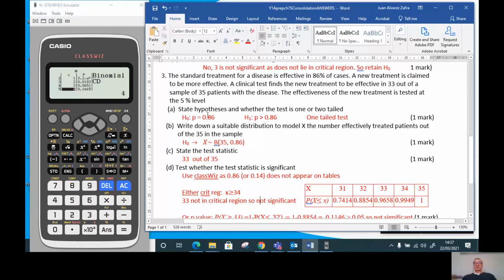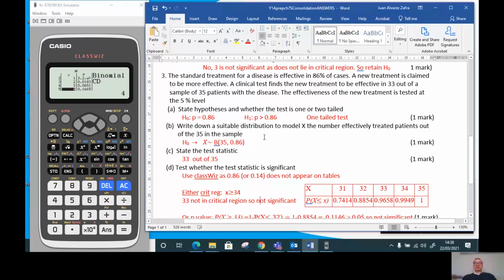Well, the null hypothesis is that the standard treatment has a probability of 0.86. We can't have the null hypothesis being that it's higher than that or lower than that. It has to be an actual figure. So that gives us a clue that P has to be equal to 0.86. The alternative hypothesis is that maybe it's increased for the new treatment, so P is greater than 0.86. And therefore, if we're only looking for improvement, if we're only looking for P being greater than 0.86, that means it's a one-tailed test because we're only looking at the upper tail.